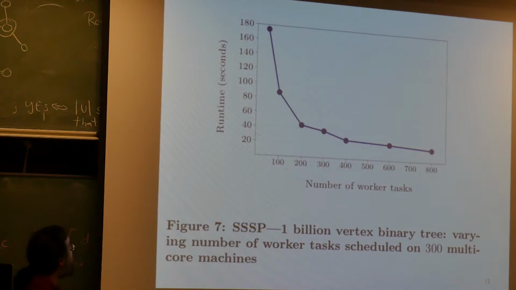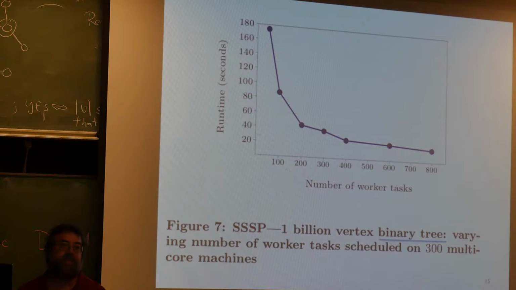So here's an experiment. This is a 1 billion node binary tree, and they're splitting this between 100 up to 800 workers, and this is I guess actually 300 machines, and this is the runtime. You can sort of see it's getting faster as we add more machines, which is kind of nice.